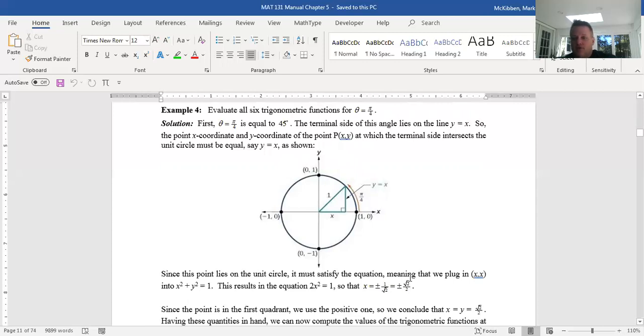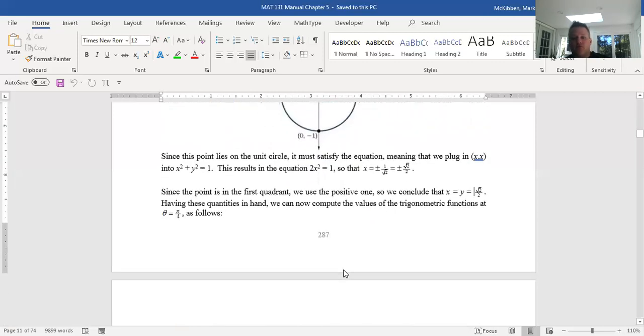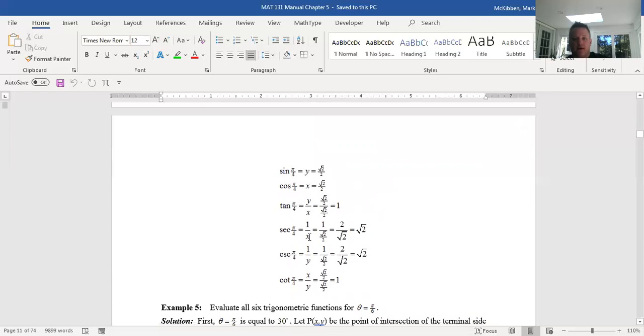Plus or minus radical 2 over 2. But notice here we're in the first quadrant, right? And so we're going to only take the positive one in this quadrant. So the x-coordinate of this point of intersection is radical 2 over 2. But remember, the x was equal to the y. And so both those guys have coordinates of radical 2 over 2. All right, and so if you plug those in, the sine and cosine are both radical 2 over 2. The tangent and the cotangent are both 1. And the secant and cosecant are both radical 2.